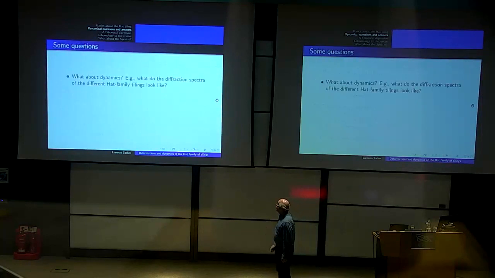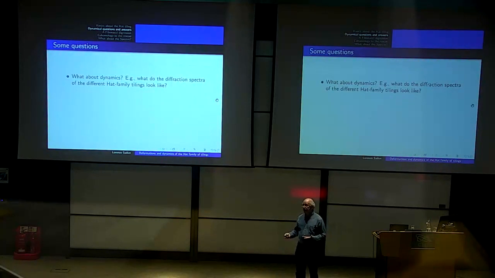So what we want to know is, well, what about the dynamics? What are the dynamics of these tilings? For example, if I give you one of these tilings and say, what does the diffraction spectrum look like? Or if I look at a tiling space and ask, what is L2 of the tiling space? What is the action of translation on that tiling space? What is that dynamical spectrum? And do the answers depend on A and B? It's not obvious one way or another.